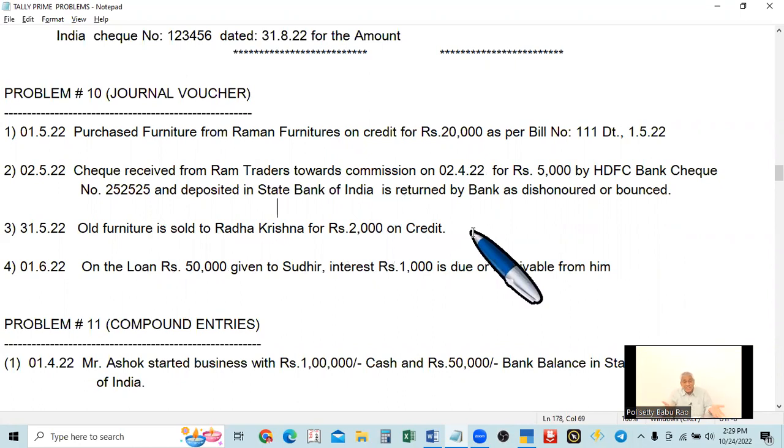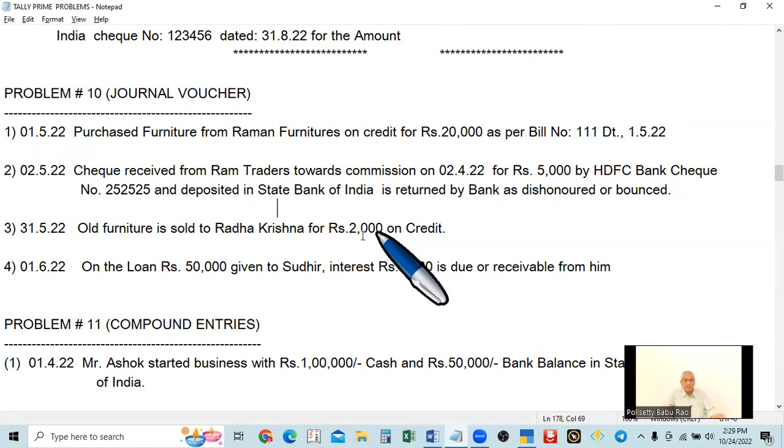So if it is sold for cash, we receive money. If the old furniture is sold for cash, we have to record it in the receipt voucher, receiving cash. But here we are not receiving cash and we are not selling goods. So it cannot be recorded in the sales book, it cannot be a sales voucher, and the cash book receipt voucher we cannot use. Any others are also not applicable at all. That is why we have to enter it in the journal voucher.